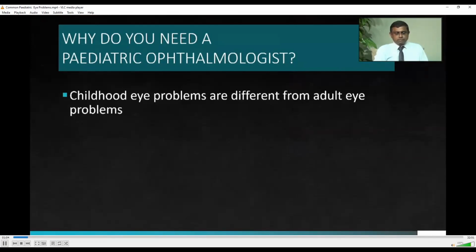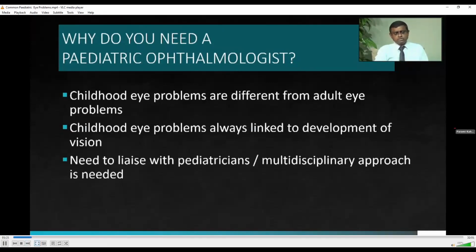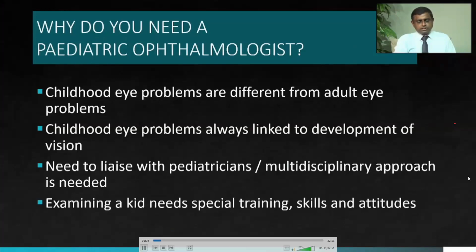Eye problems in children are different from those of adults. That is the main reason. And the other thing is, so many eye problems in children are linked to the development of vision and the general development of the child. And sorting out these problems usually needs liaising with pediatricians and often a multidisciplinary approach. So it has to be done in a children's hospital. So you need doctors who can examine kids with special needs confidently and find out their problems.